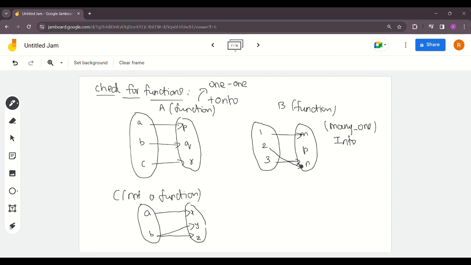That is possible. But a single student cannot have two different teachers. That is not possible. So that is the difference between B and C, and that is why B is a function and C is not a function. We will see some more examples.